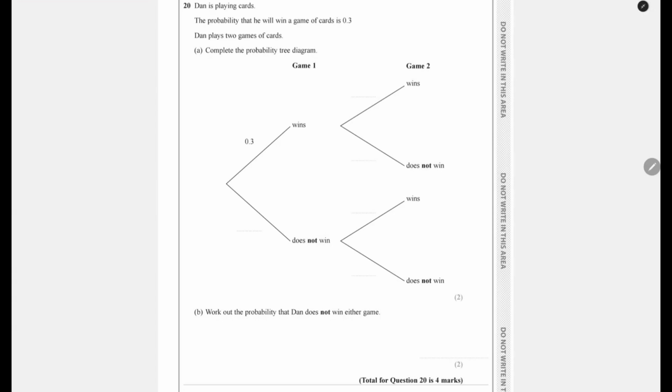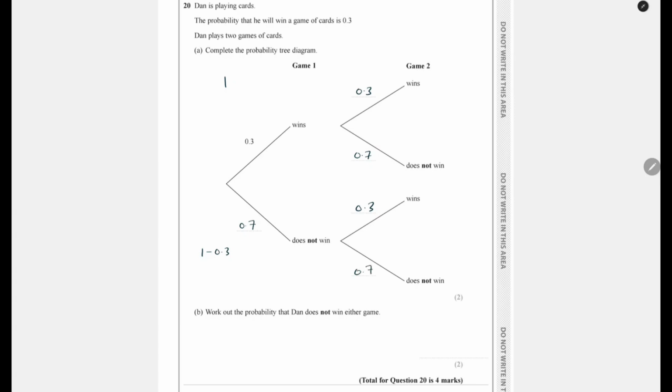Question 20 says Dan is playing cards. The probability that he will win a game of cards is 0.3. Dan plays 2 games of cards. Complete the probability tree diagram. So we know that probability is always out of 1. And so if the probability that he wins a game is 0.3, then the probability that he does not win is 1 minus 0.3, which is 0.7. And so we can carry that on for game 2. The probability that he does win is 0.3, and the probability he does not win is 0.7, and it's the same here, 0.3 and 0.7.